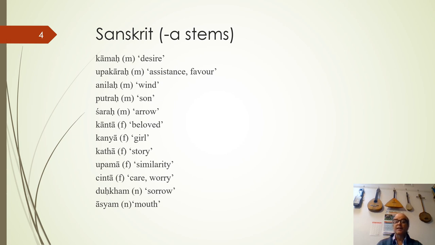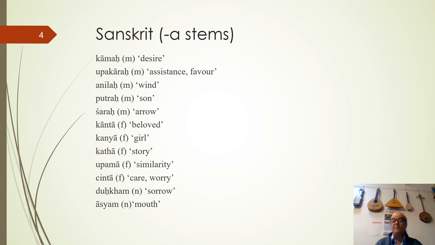Ganta, ganya, gata, upama, jinta. And finally, would show that a word was neuter, duhkam, and asyam. Now, we can see that words like the word for sun is clearly masculine in the sense of biological sex.